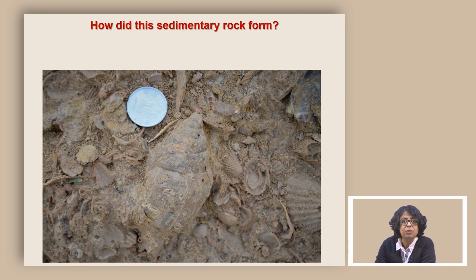This question asks you, how did this sedimentary rock form? So, this sedimentary rock has some fossils. You can see a large snail and other clams. So, this is a fossiliferous rock. This entire rock is composed of mostly materials which are made up of calcium carbonate. So, this is a carbonate rock.